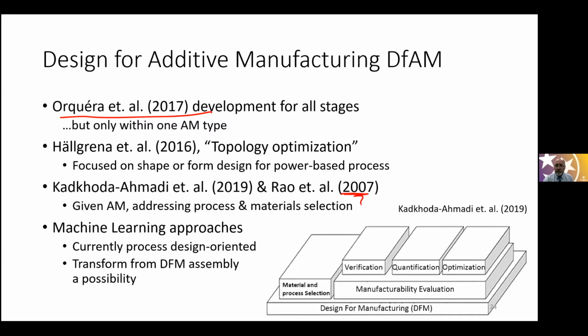Topology optimization, what you saw in the video a few slides ago, is the shape, the topology of the part changing in order to accommodate the strength, primarily for powder-based processes. And then Amati looks at additive manufacturing addressing both the process and material selection. So it's sort of midway.